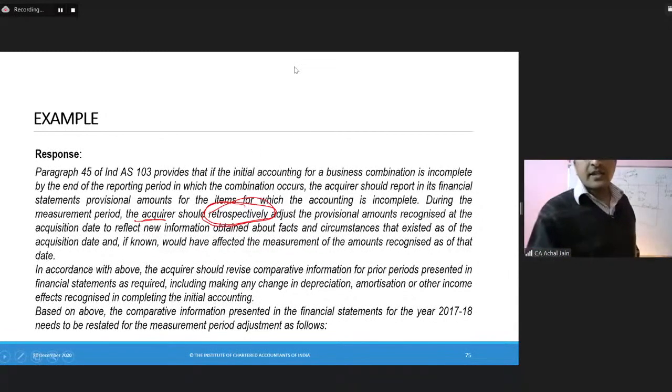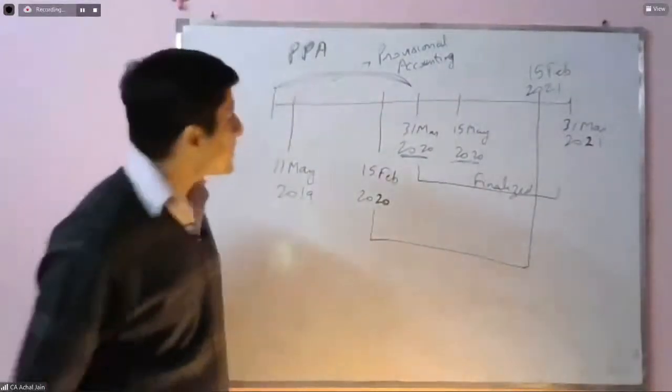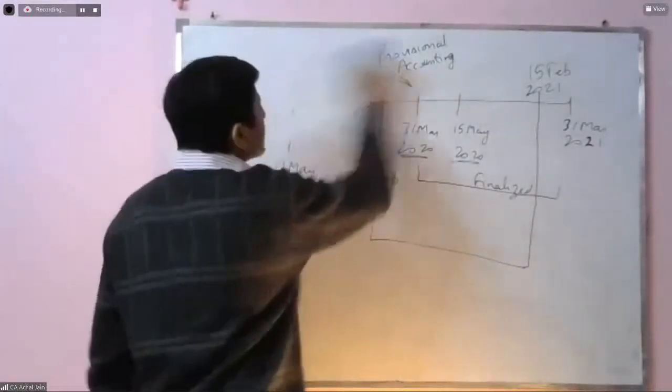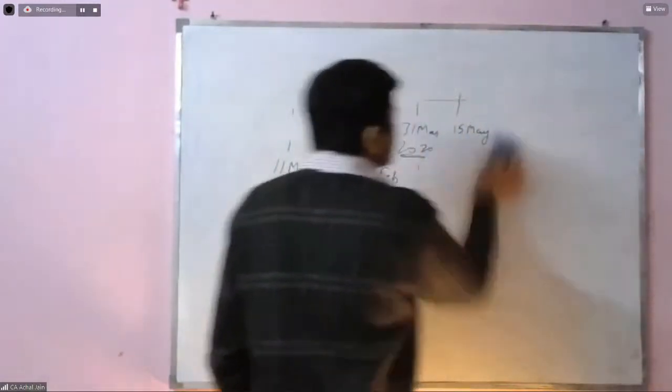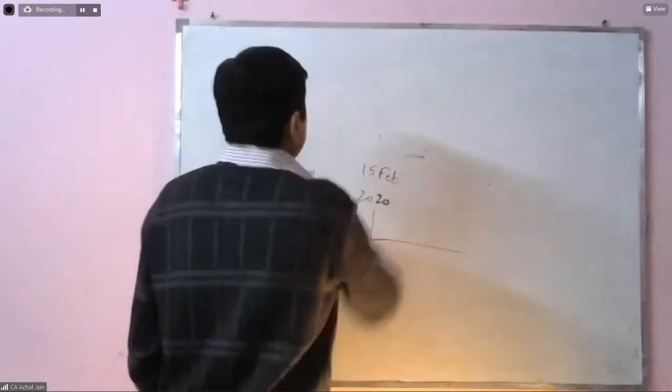So let's understand this. Now in this case, what has happened? 16-17 was closed.